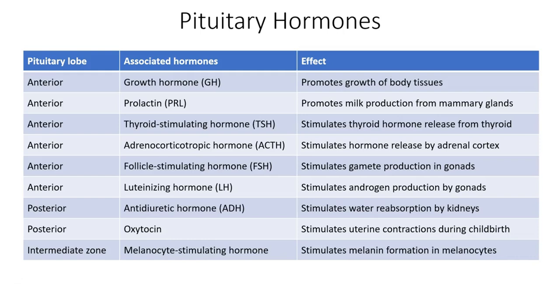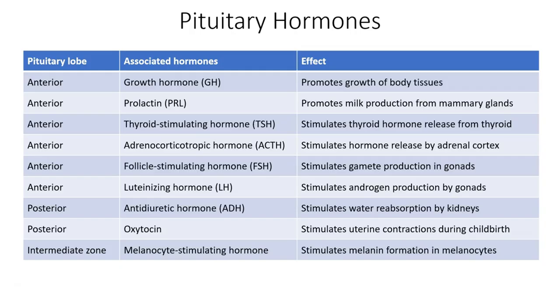We also have follicle stimulating hormone, or FSH. This is going to trigger both ovaries and testes to produce their gametes, so sperm and egg cells. Luteinizing hormone, or LH, is going to trigger androgen production by the gonads. Androgen is a specific type of hormone, and this is going to be testosterone and progesterone.